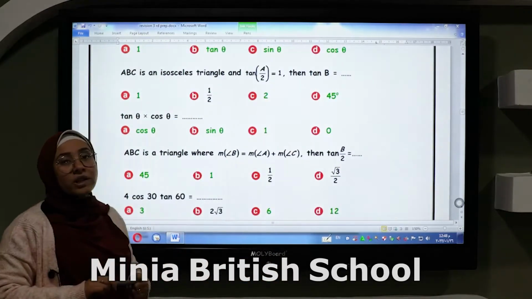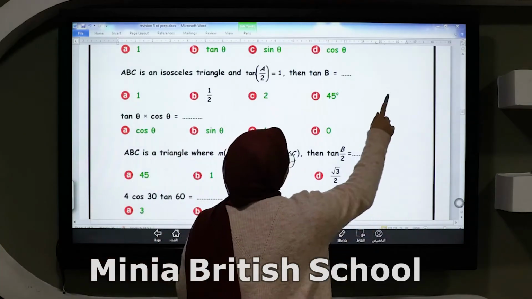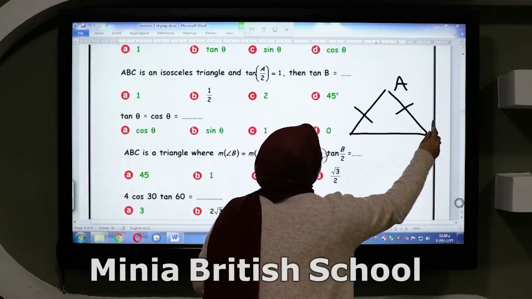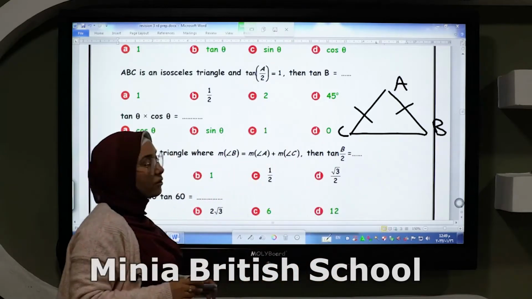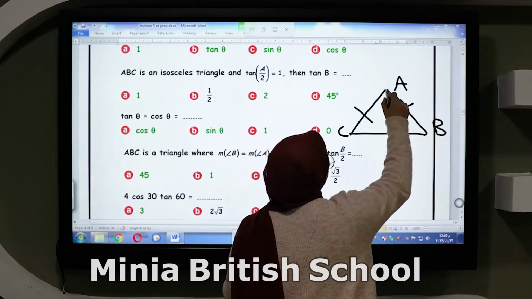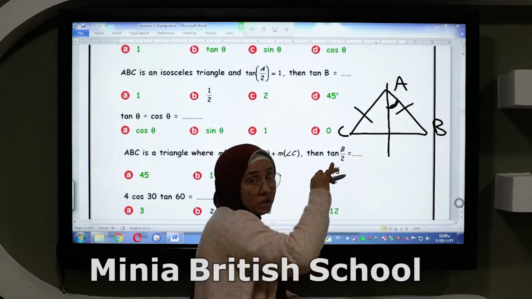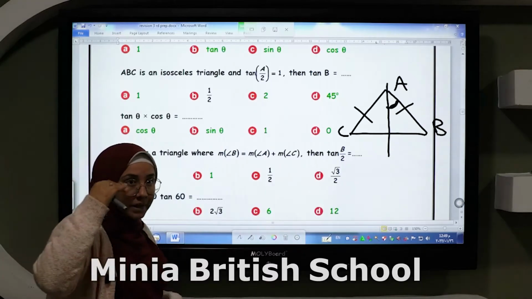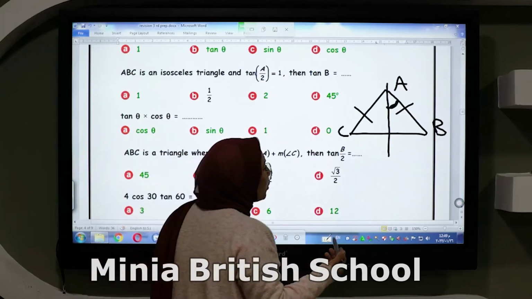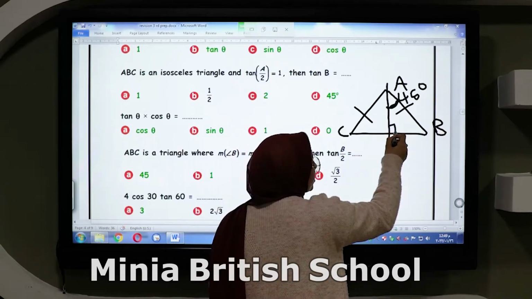ABC is an isosceles triangle, so you can represent it here. Then you can draw the axis of symmetry for it. Here this angle represents A divided by 2. Then the bisector, the half of angle A, equal 45. And this axis of symmetry is perpendicular to the base.